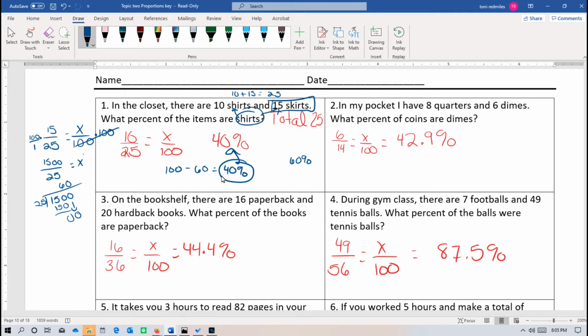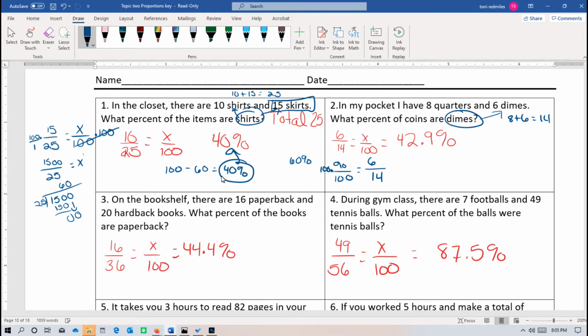Very good. In my pocket, I have 8 quarters and 6 dimes. What percent of coins are dimes? Percent is percent out of the total. The percent total is always 100. Okay, so I'm trying to find this percent. And for the dimes, I know the part is dimes. Don't know my percent part, but I can find the total amount of coins I have by adding 8 plus 6, which gives me 14.